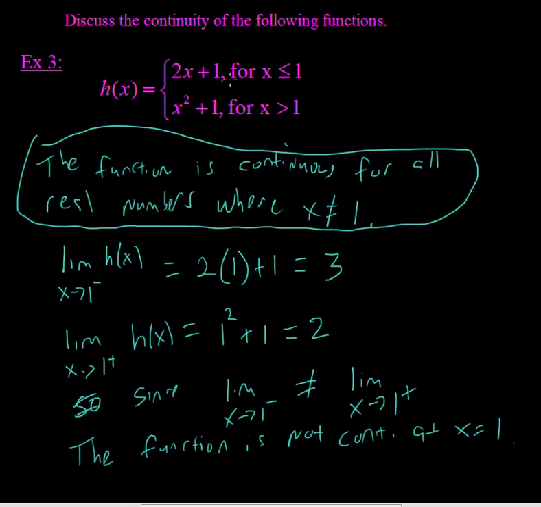If we'd had x equals 2, so when x is 2, that would be 4 plus 1 is 5, and this would be 4 plus 1 is 5. So if this were breaking at 2 instead of 1, then the function would be continuous for all real numbers.